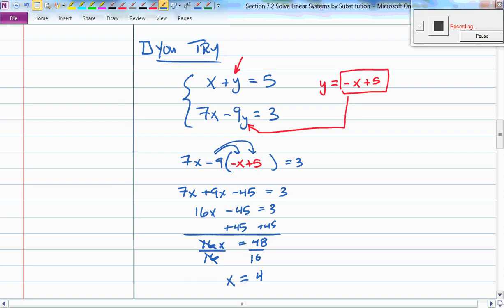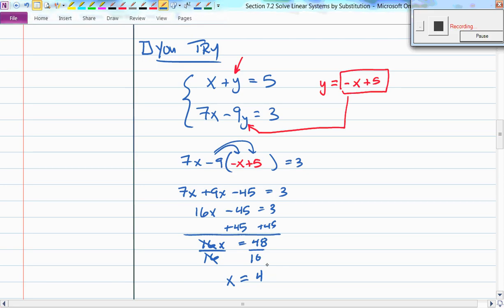Alright, so now that x is equal to 4, I can substitute these back in. This isn't right, it's not 4. I'm going to think about it. Let's go back here. This should be 3, sorry. Yikes. Okay, 48 divided by 16 is 3.